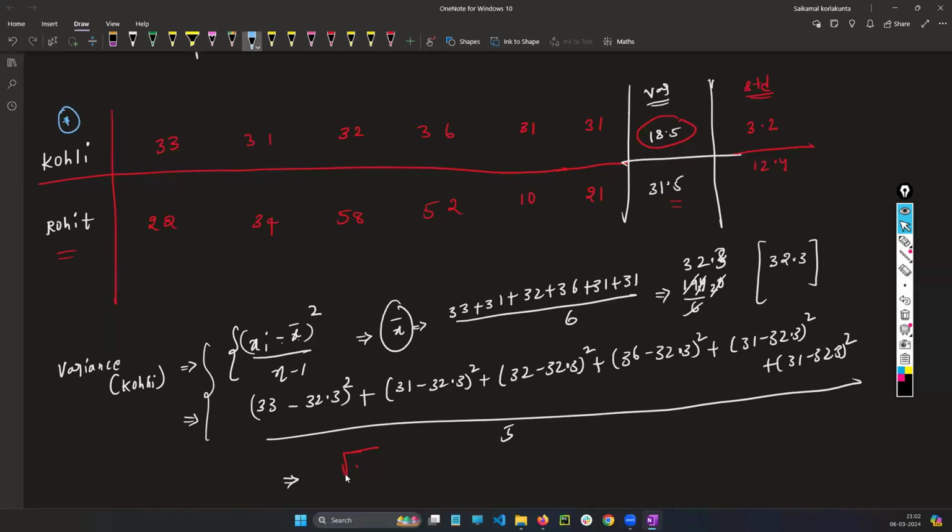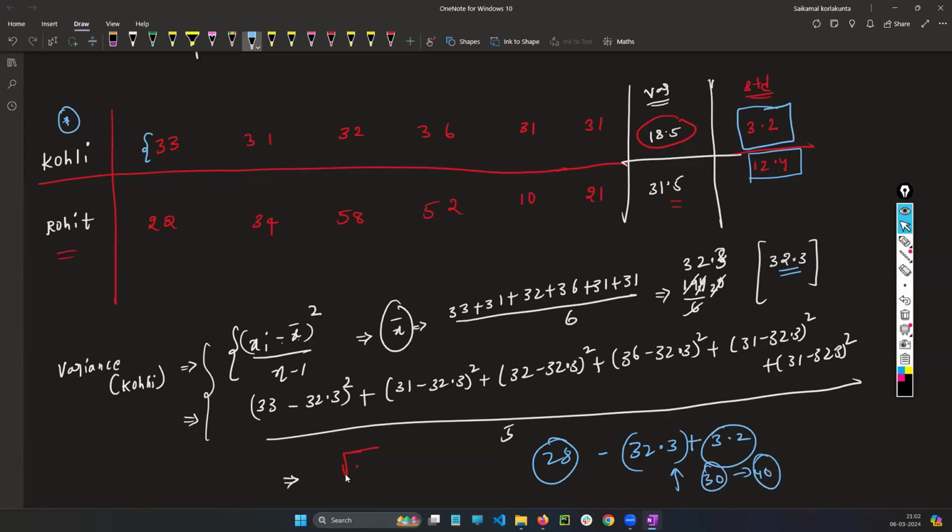Why? Because what is the standard deviation of Kohli? 3.2. What is the standard deviation for Rohit Sharma? 12.4. Which means on an average, Kohli is doing how many runs? On an average, 32.3 runs he is doing, definitely. So in the next match, he will do plus or minus 3.2. He might do 35 runs, or else he might do 28 runs. So on an average, he will make 30 to 40 runs, yes or no? Yes.